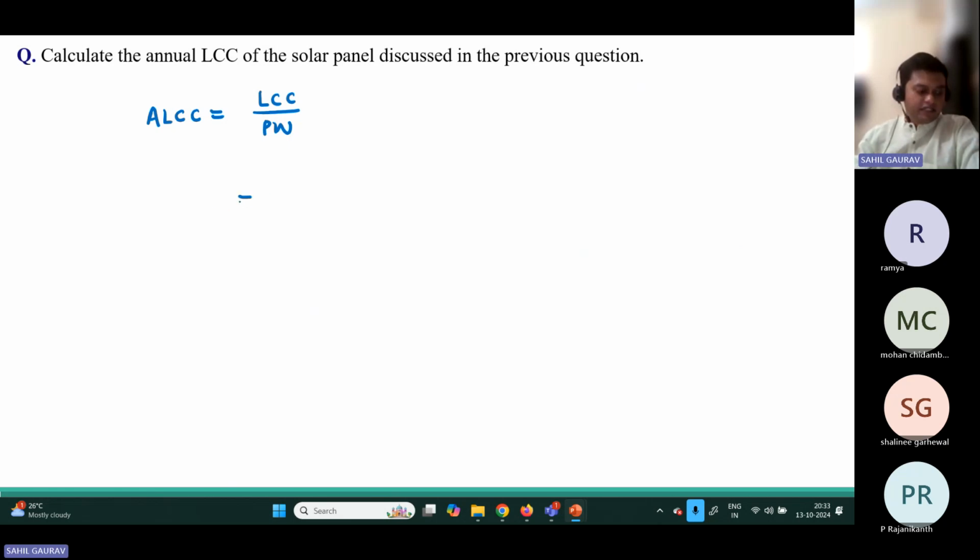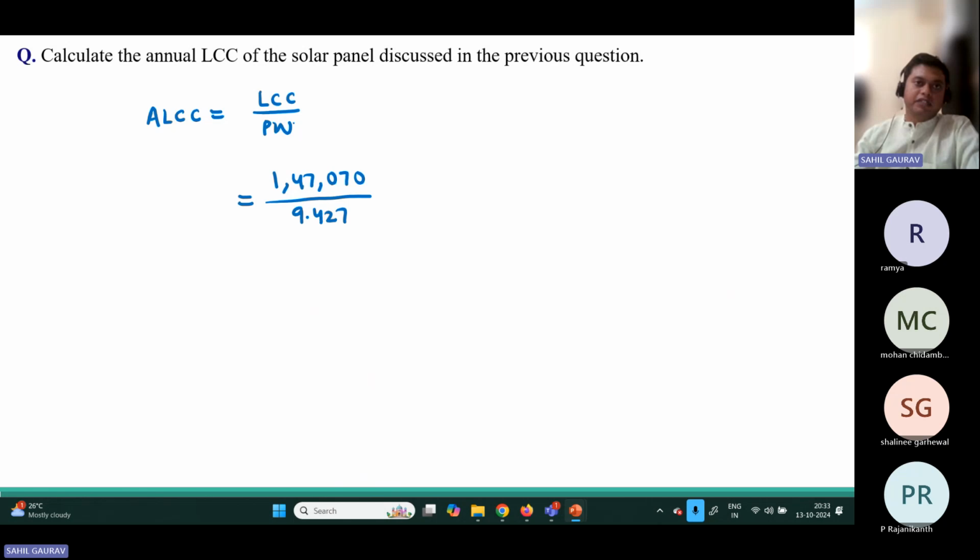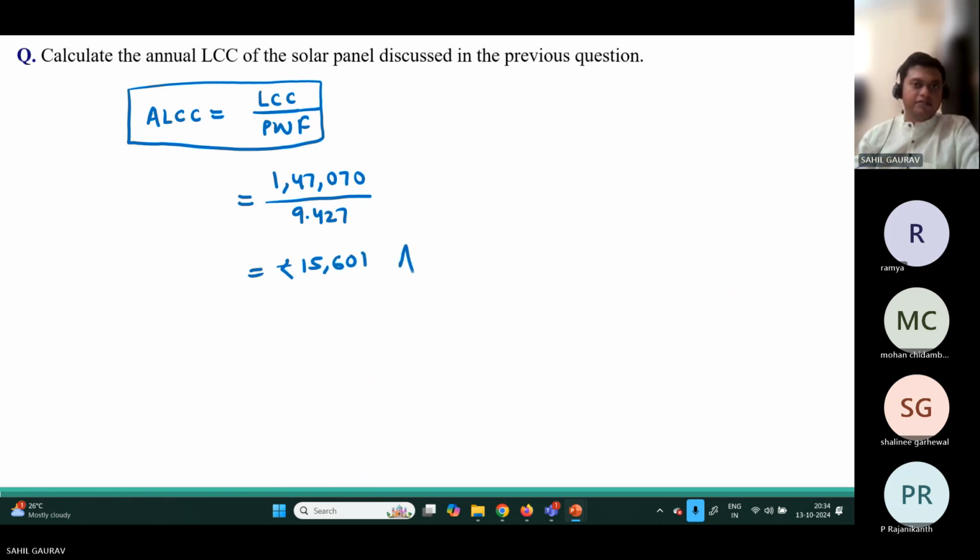So LCC we have 1,47,007 and this present worth factor is 9.427. So ALCC is the annual life cycle cost, LCC upon the present worth factor. So it will be this one, and you will get rupees 15,601.